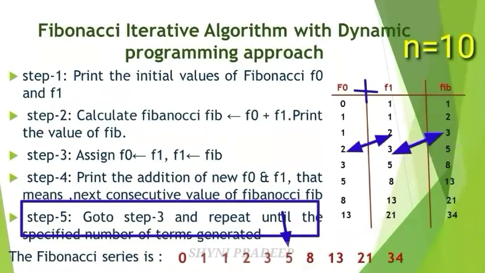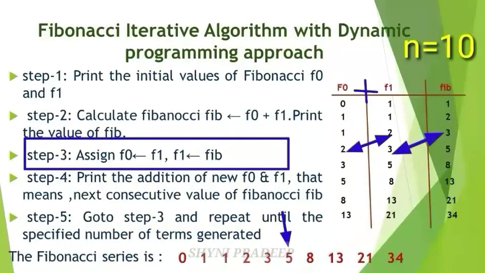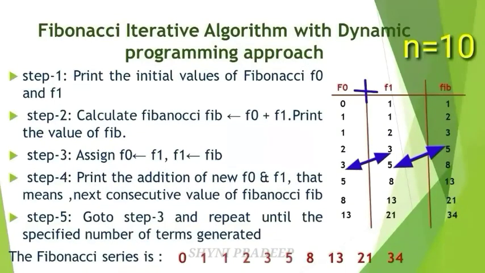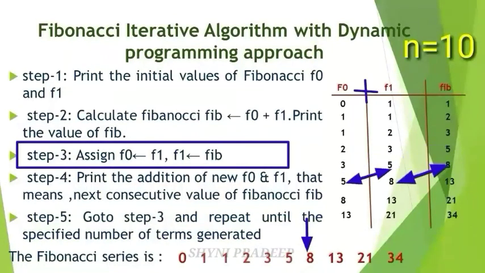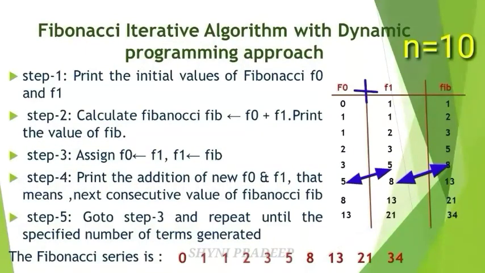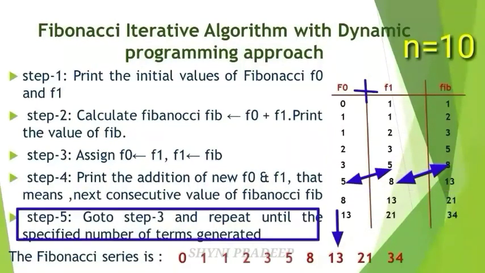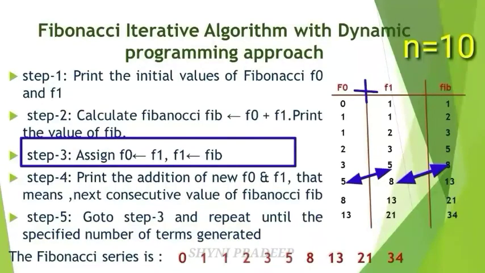Next again go to step 3. Next again assign the F1 value to F0, fib value to F1. So this value is here, this value is here. 3, 5. 3 plus 5, 8. So again write here output 8. Next again go to step 3. Here 5. This is 8. 8 plus 5, 13. So this is the next value. Okay. 13.